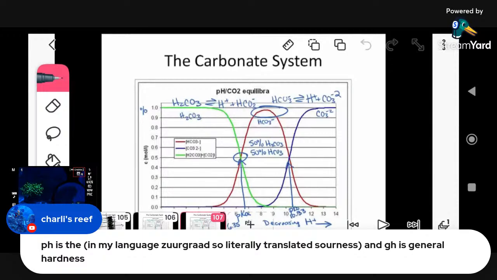General hardness. Okay. Little Charlie's giving us what the literal translation in his language means. All right, but let me tell you guys what pH really means.